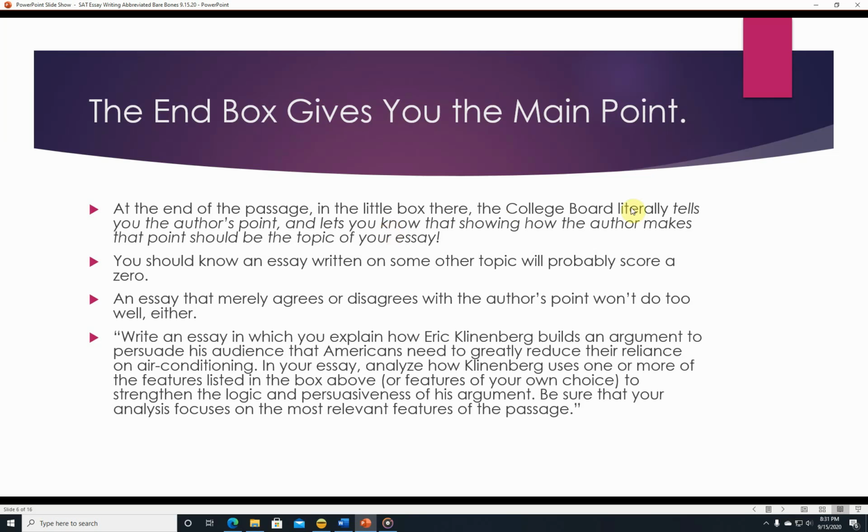So as I said before, the end box gives you the main point. The little box there, the College Board literally tells you the author's point and lets you know that showing how the author makes that point should be the topic of your essay. If the topic of your essay is anything but how this person makes his or her point, and they tell you what the point is, you are going to get a very bad grade. An essay written on a completely different topic will score a 0. An essay that merely agrees or disagrees with the author's point won't do too well either.